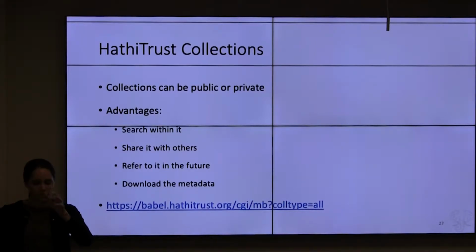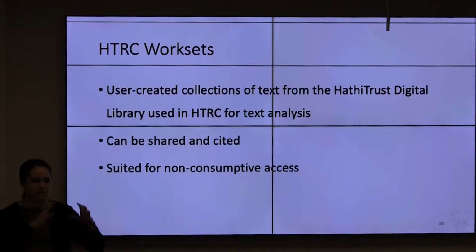So that's a HathiTrust collection. And then existing sort of off to the side of that is an HTRC workset. A workset is a user-created collection of text from the digital library that you're going to use in HTRC services for text analysis. The worksets themselves can be shared or cited because they are lists of unique identifiers that are consistent across all of the systems. They're suited for non-consumptive text analysis because by default they don't include the text data.